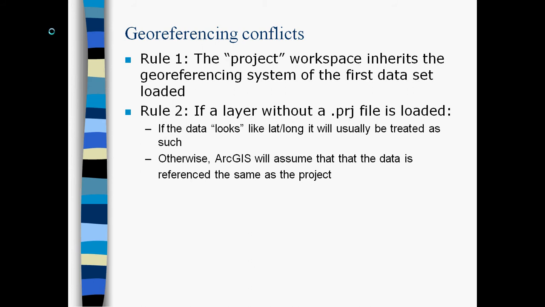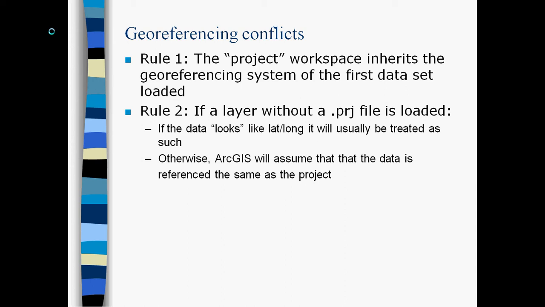Another rule, a layer without a PRJ file. I don't understand why in the 21st century there are still people who create data sets and distribute them without a PRJ file going along with them. But if such a thing is the case, the first thing the program will do is examine the data, and if it looks like it might be a latitude-longitude data set, if values range from 0 to 180, for instance, it will make the assumption that it is latitude-longitude.